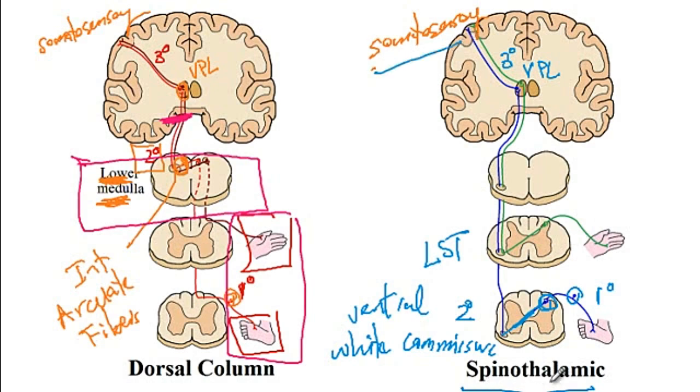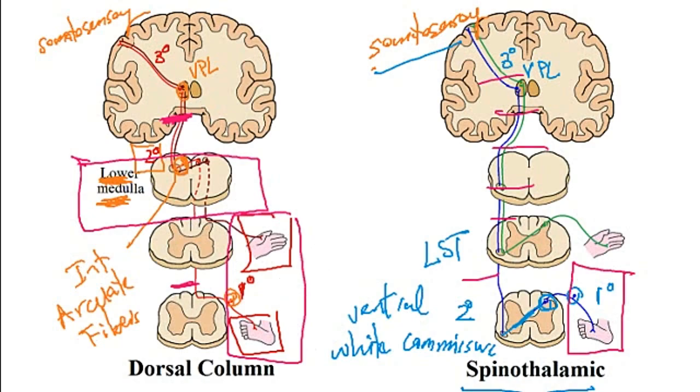Now, given that the spinothalamic tract has decussated at the level of the spinal cord, therefore any lesions of the spinal cord will cause contralateral loss of the pain and temperature sensation. Likewise, lesions in the brain will also cause contralateral loss of the pain and temperature sensation, versus the dorsal column, where lesions above the medulla were causing contralateral, while lesions in the spinal tract were causing ipsilateral loss of the vibration as well as position sensation.